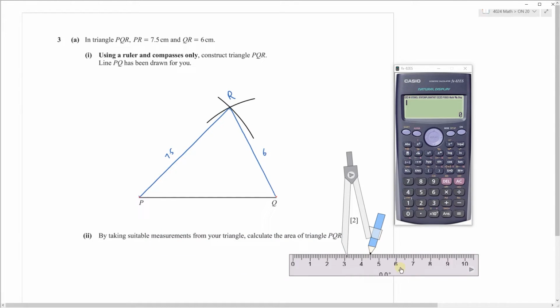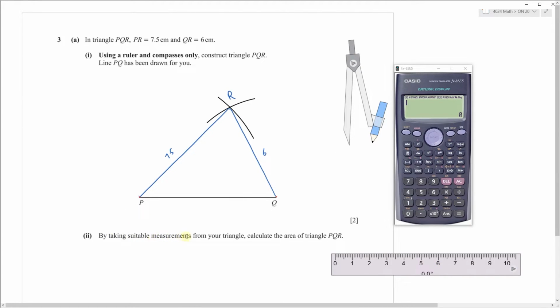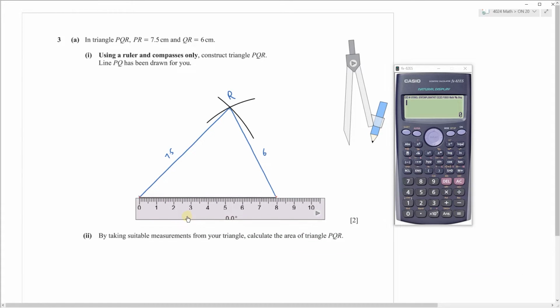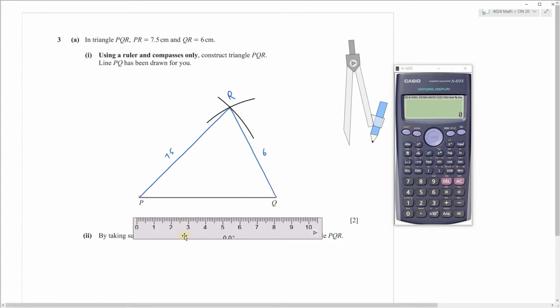So let's move on to the next part. The next part is, by taking suitable measurements from your triangle, calculate the area of triangle PQR. So I can easily calculate this length, which is 8 centimeters. So this length here, PQ, is 8 centimeters. And then I can calculate this vertical height of my triangle. Like this would be the perpendicular height of my triangle PQR. So let's measure this as well.